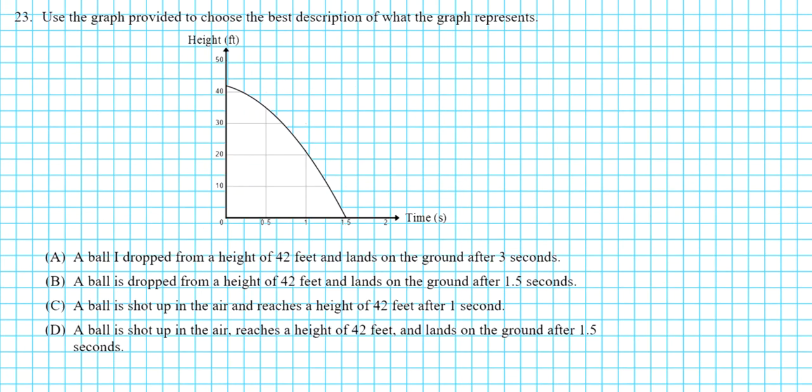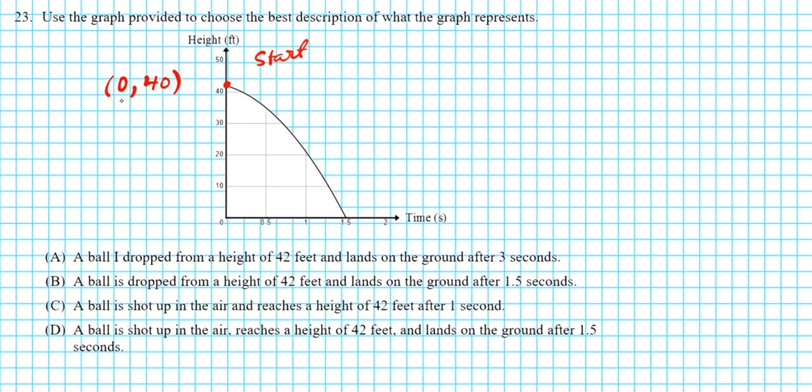Alright, let's take a look at question 23. It says, use the graph provided to choose the best description of what the graph represents. Okay? So we have a graph here. Let's go ahead and see what the graph is telling us. This involves dropping a ball. Okay? So this point right here is a start. As you can see, t is equal to 0. Okay, so at the start, we have the coordinates 0, 40.